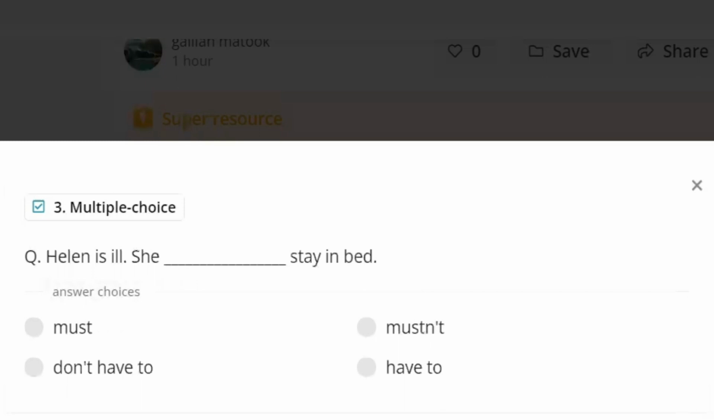Another one. Helen is ill. She dash stay in bed. This is a strong necessity. She has no choice here. She must or don't have to or mustn't or have to. Yes? Think about it. Excellent. Must stay in bed.